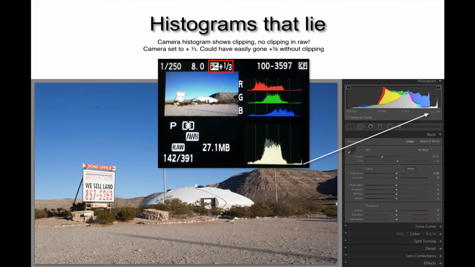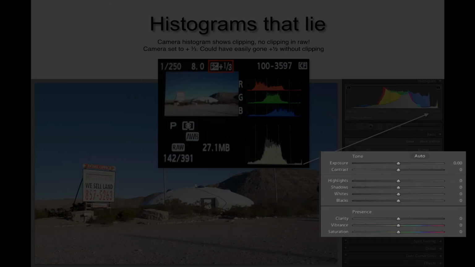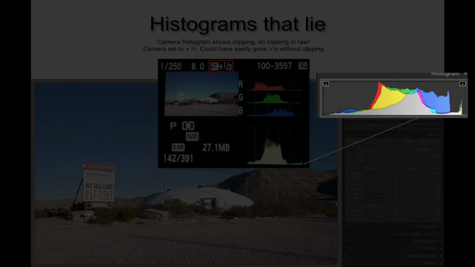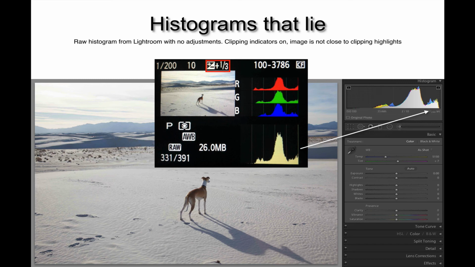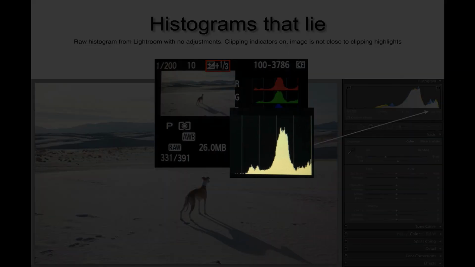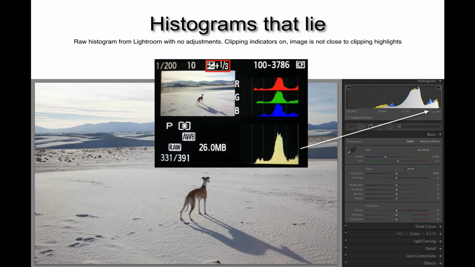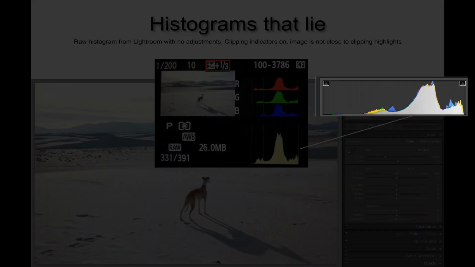That's because it's based on the JPEG that the camera will produce, not necessarily the raw data. Here I brought the image into Lightroom once again. You can see all the sliders are set to 0, and yet there is no clipping. Again, one more example. Here we see a large white spike on the far right of the histogram on the back of the camera, even though I've set the camera to shoot at plus a third. Once I bring it into Lightroom, even before I manipulate it, there's no clipping being seen here.